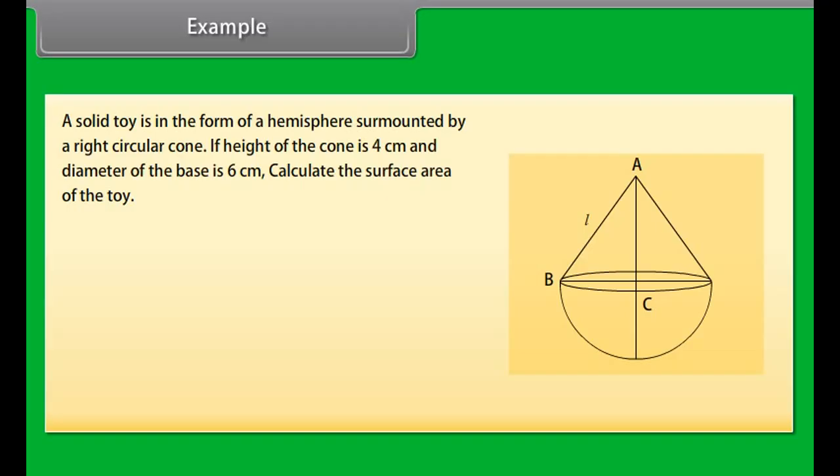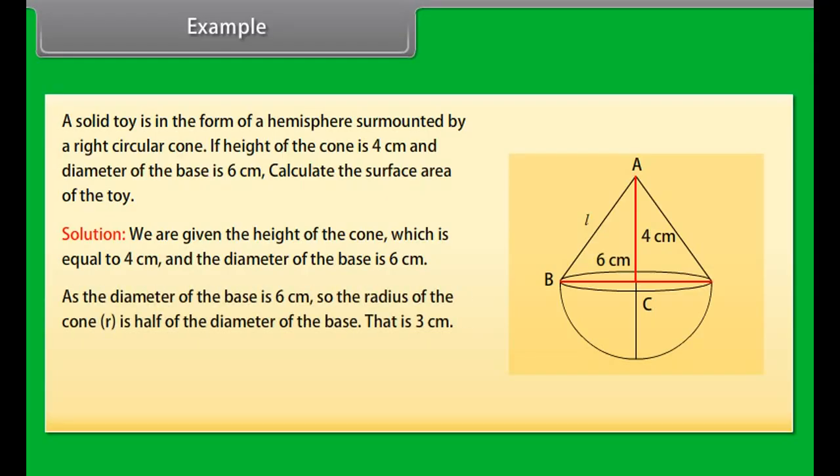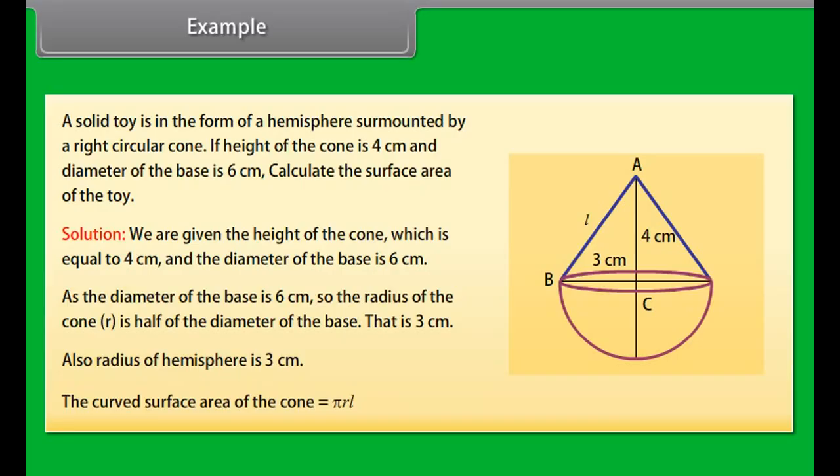Let's solve some examples to find the surface area of combination of solids. Example. A solid toy is in the form of a hemisphere surmounted by a right circular cone. If the height of the cone is 4 cm and the diameter of the base is 6 cm, calculate the surface area of the toy. Solution. We are given the height of the cone, which is equal to 4 cm, and the diameter of the base is 6 cm. As the diameter of the base is 6 cm, so the radius of the cone r is half of the diameter of the base, that is 3 cm. Also, radius of hemisphere is 3 cm.